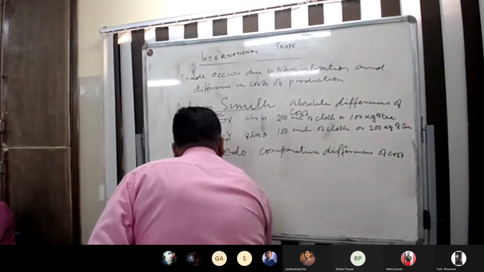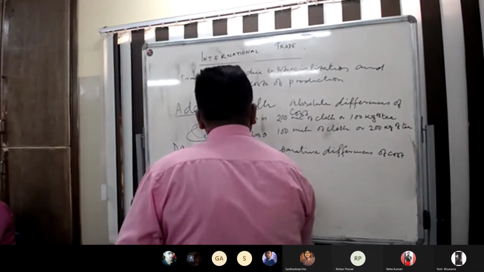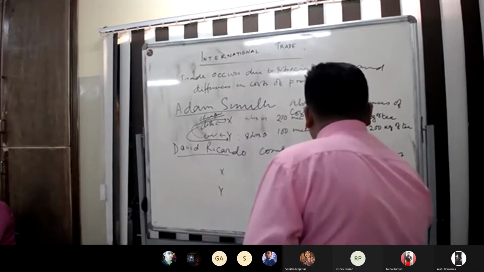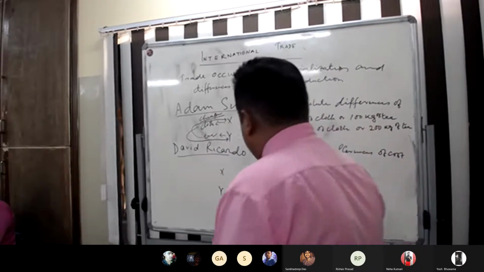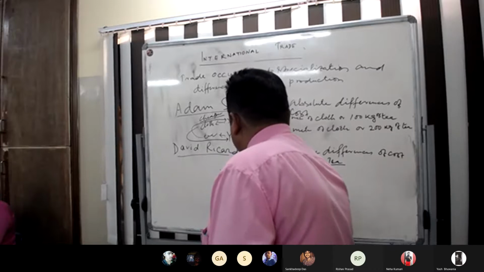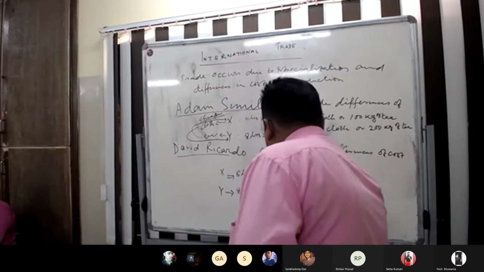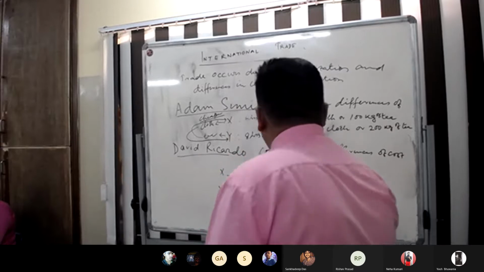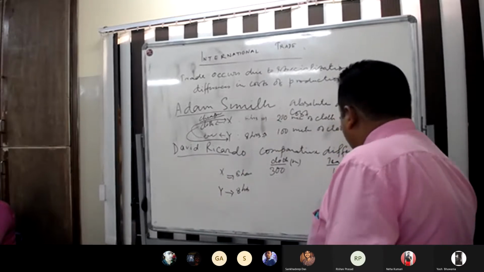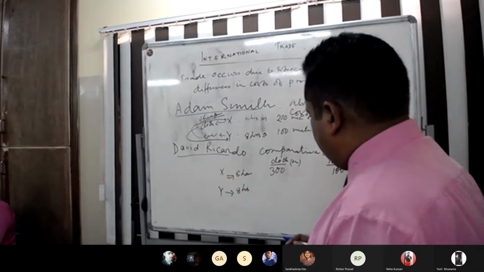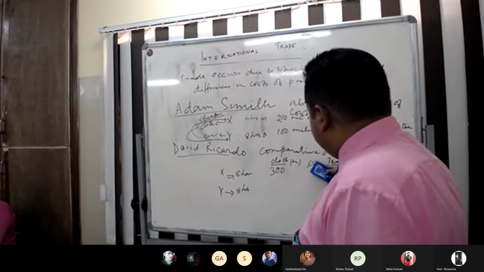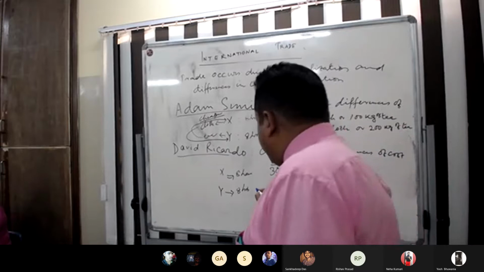Say country X and country Y. In country X, cloth is produced, and here tea leaves are produced. And 8 hours of labor, in both the cases, 8 hours. Suppose here 300 meters of cloth are produced, and here say 100 kilograms of tea leaves are produced. Then here also 8 hours of work.